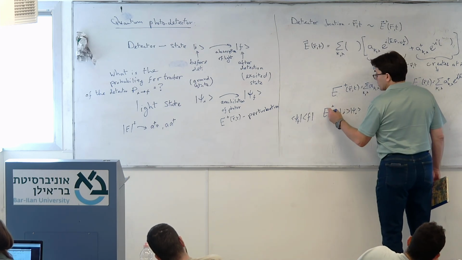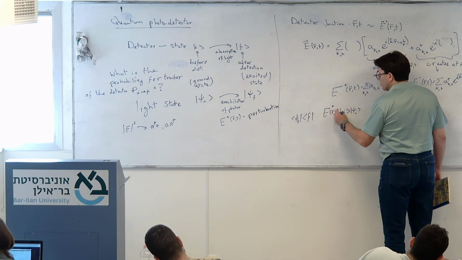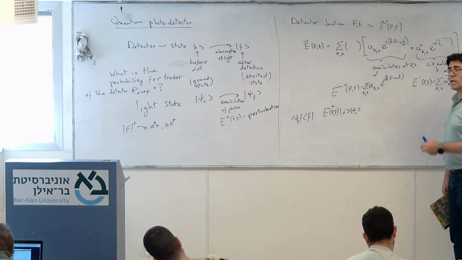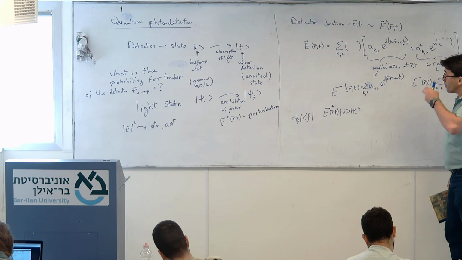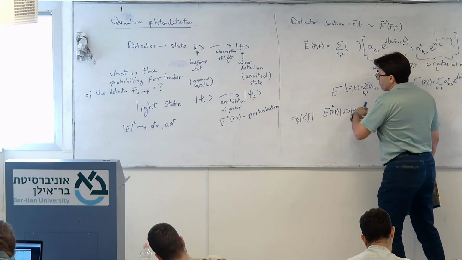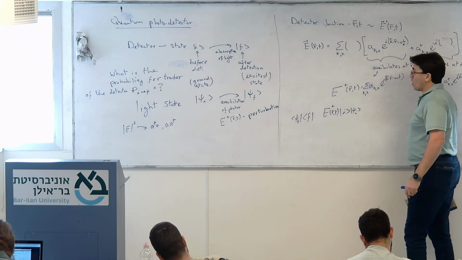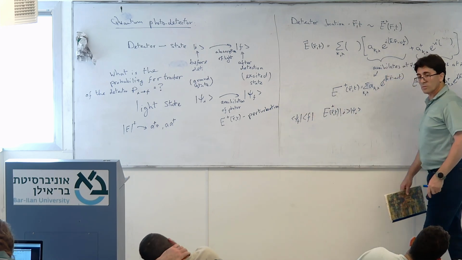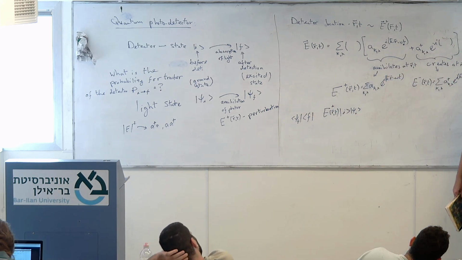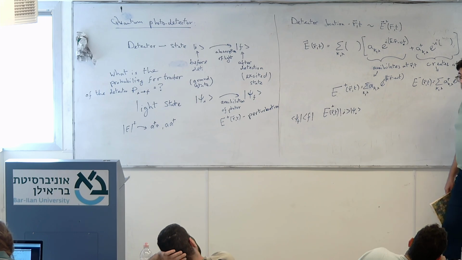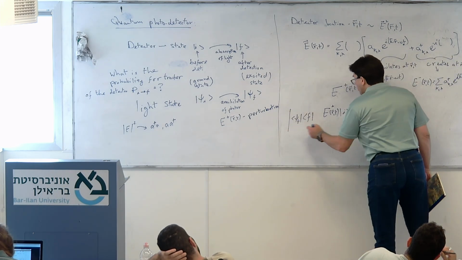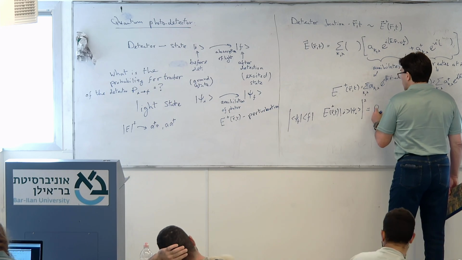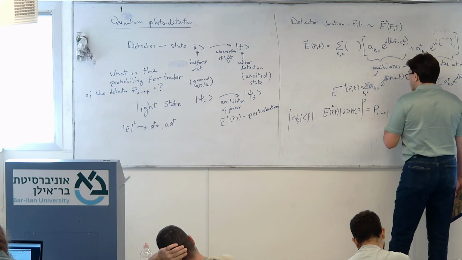So this E plus of R and T at the location of the detector. And what do I want to know? I want to know what is the probability. So this is the matrix element of the field between the initial state and the final state. And what is the probability of transition? This absolute value squared. That's the probability of transition from initial to final.